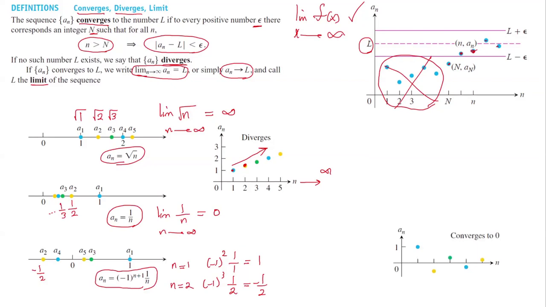Take a look at the behavior of this sequence here. The very first term is up here, the second term is here, the third term is here, and then as you can see, as you go to the right-hand side, these terms are getting closer and closer to 0. So the sequence converges to 0.